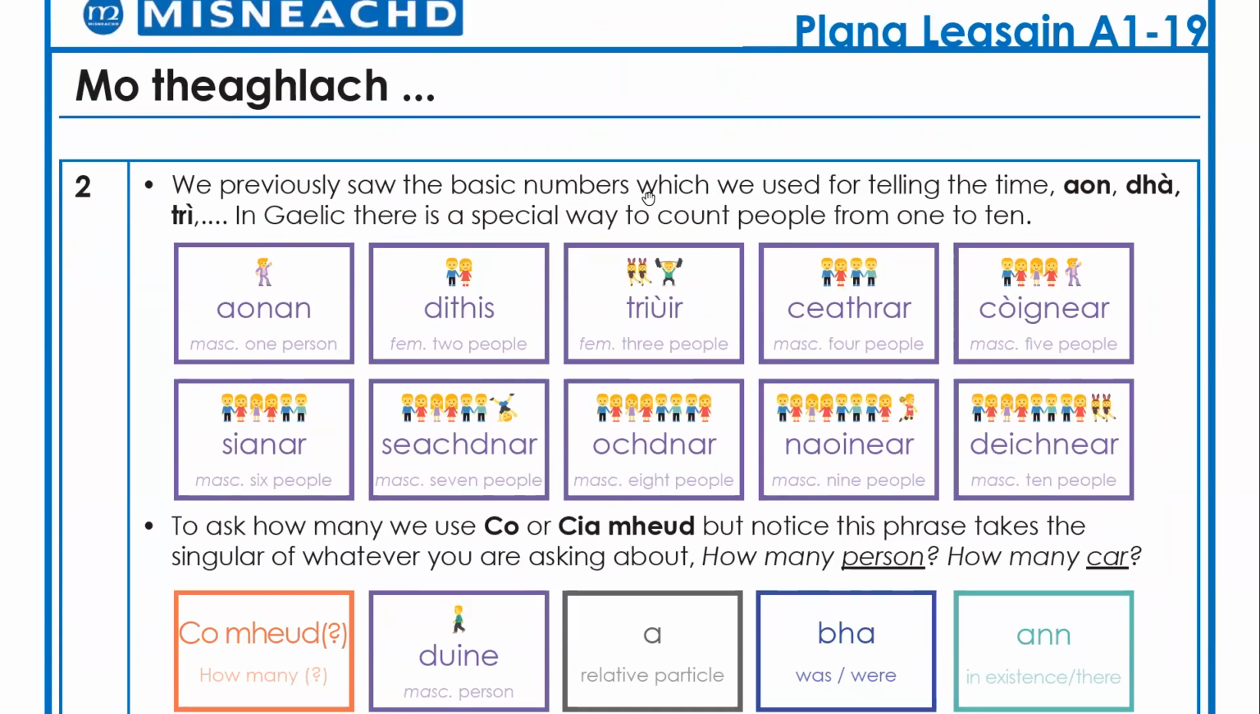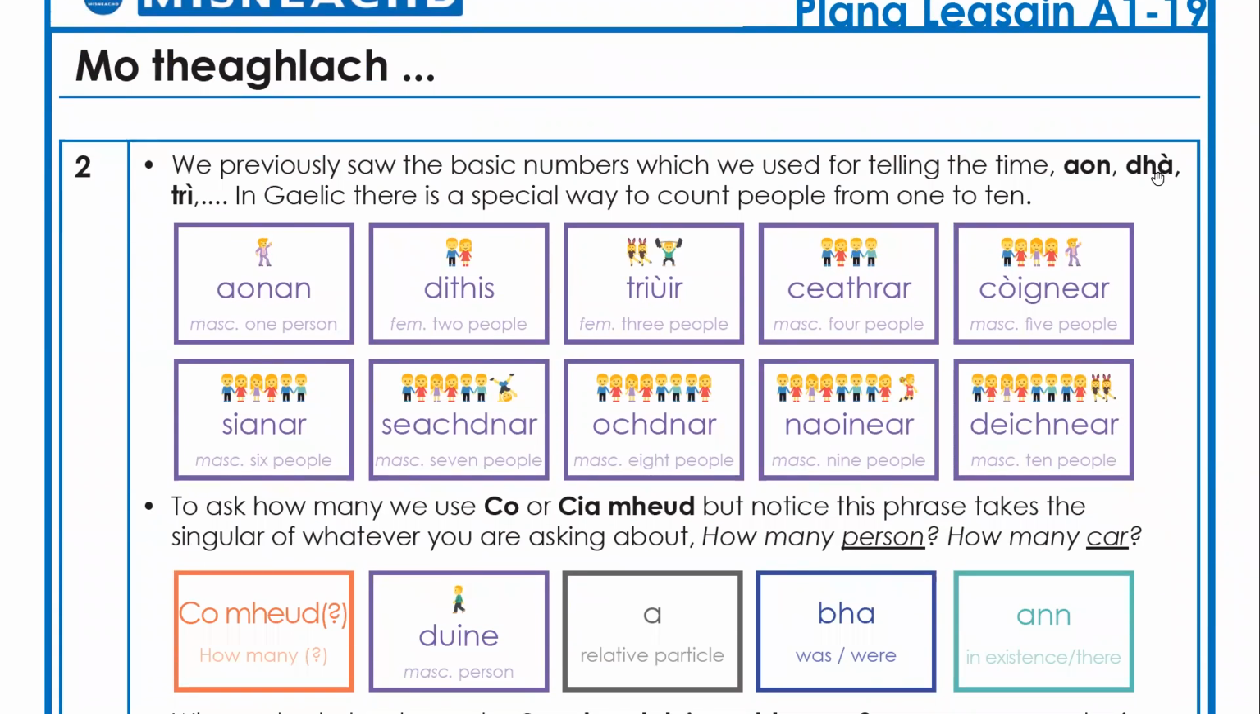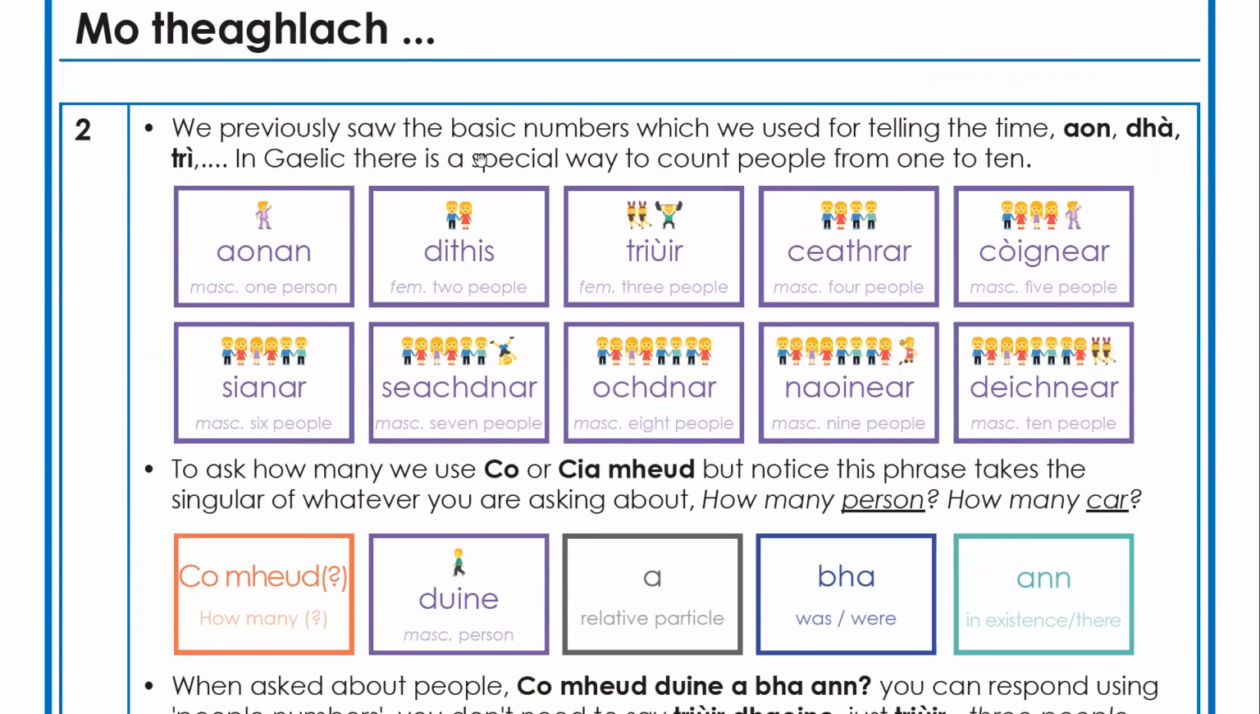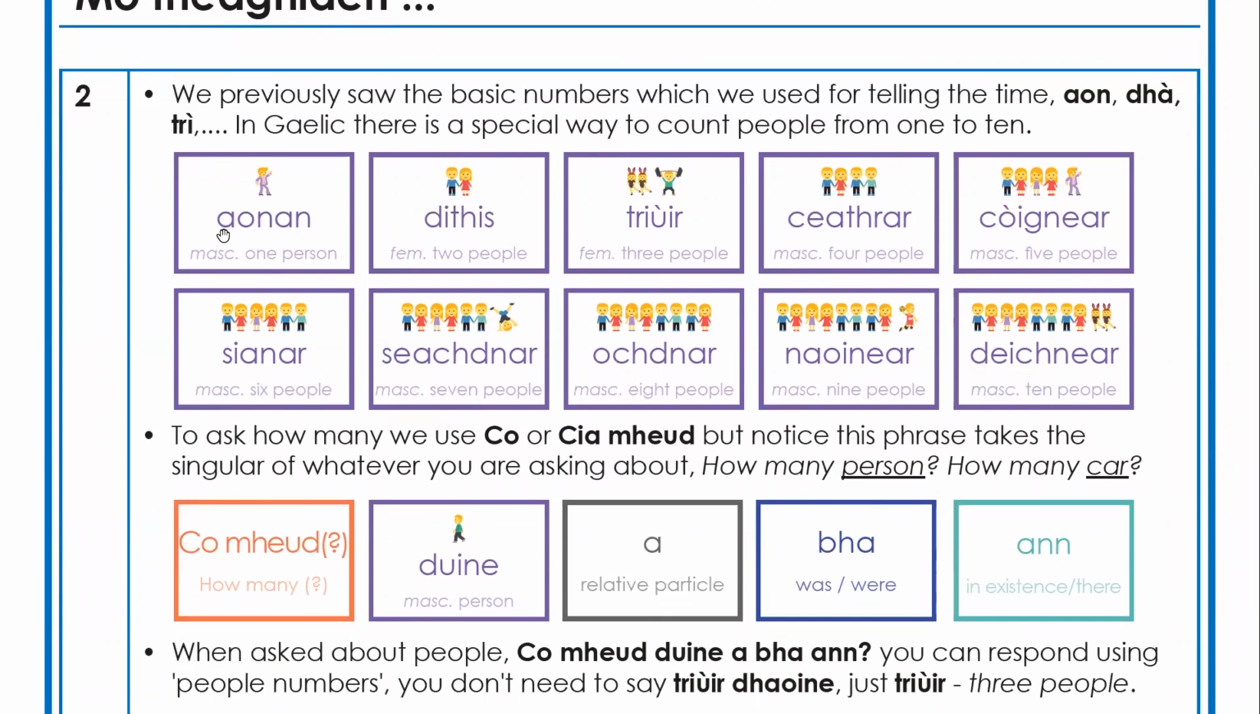So we've previously looked at the numbers in two separate lessons in Gaelic 3. But Gaelic has a special way to count people from 1 person to 10 people. There's a special set of numbers for that. And these are Unan, Jish, Trúr, Kerar, Coigner, Sianer, Seachner, Ochner, Neuner, Jechner.